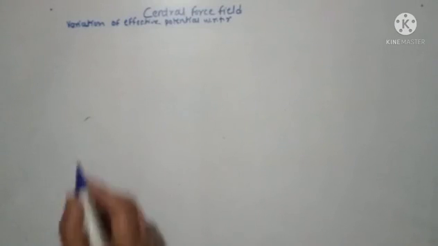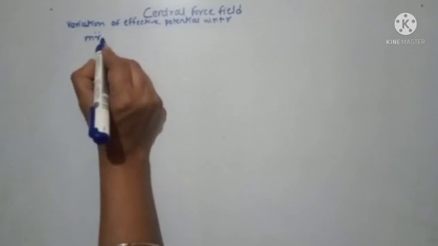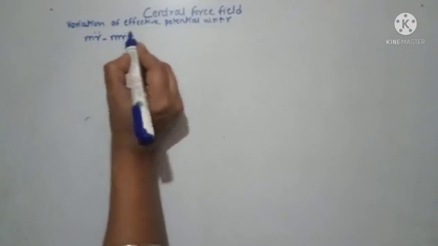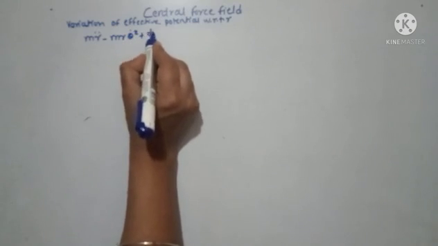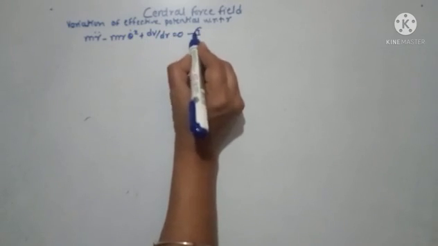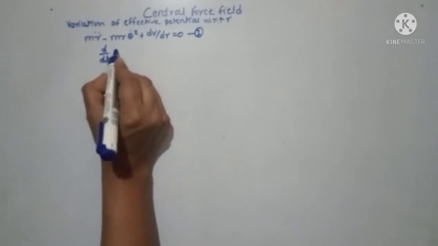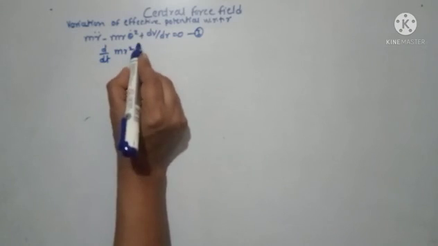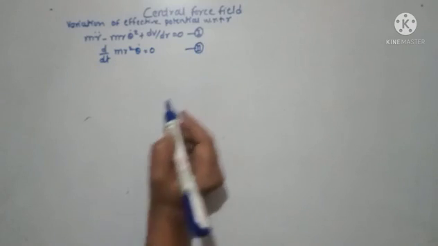In the last lecture, we derived the Lagrangian equations of motion for a central force field. The first Lagrangian equation of motion was m r double dot minus m r theta dot squared plus dV by dr is equal to 0. So this was the first equation, and d by dt of m r squared theta dot is equal to 0. So this was the second equation.